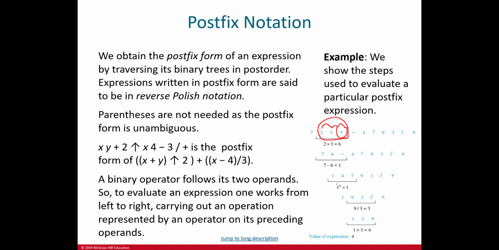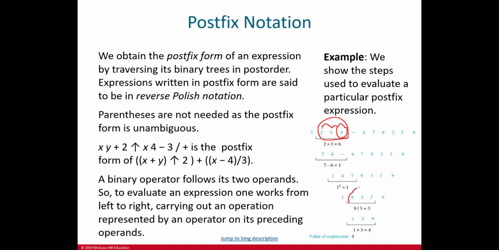Again replace this by 1. So next we will have 1, 4 and raise 2. So 1 raised to 4, we get 1. Again replace this by 1. Then we get 1, 9 and 3. Now 3 is not an operator, so we have to find the next operator, which is division. Then take the two previous operands, 9 and 3. So we do 9 divided by 3, we get 3. So replace these three things, 9, 3 and division, by 3.